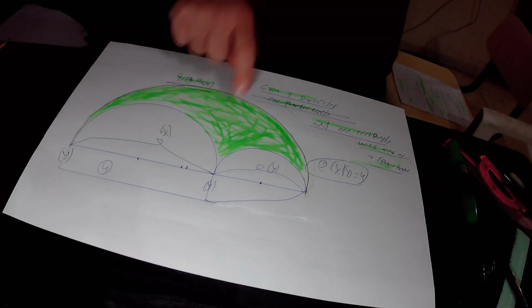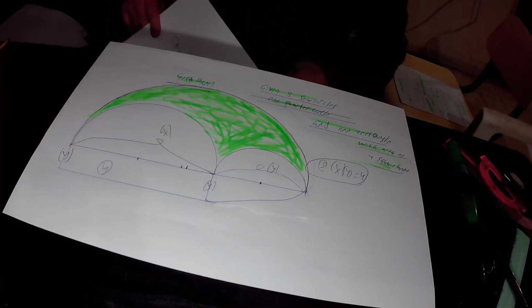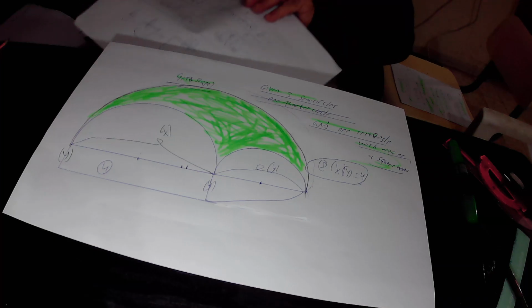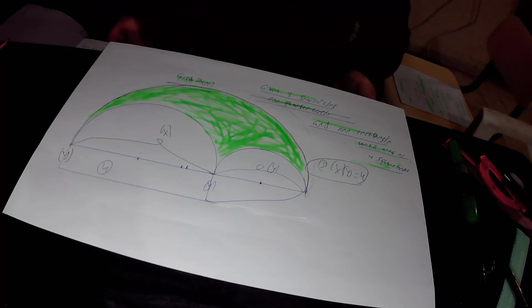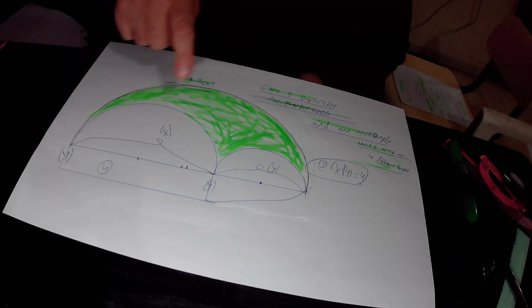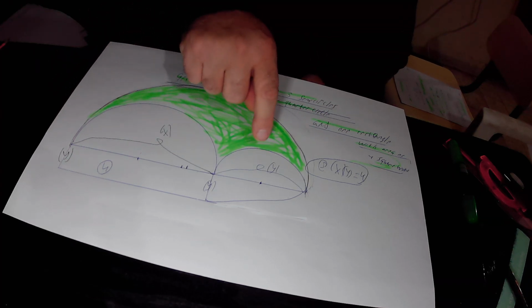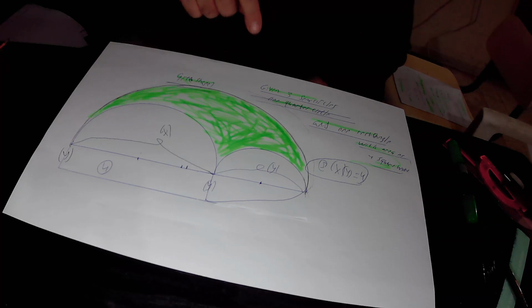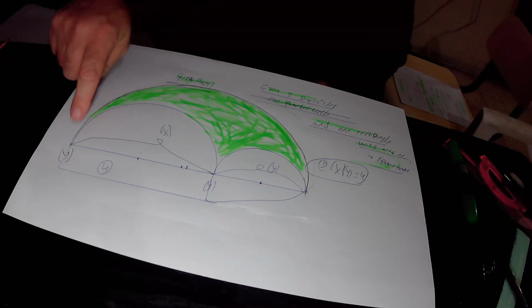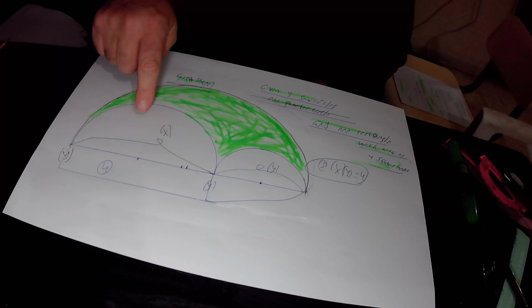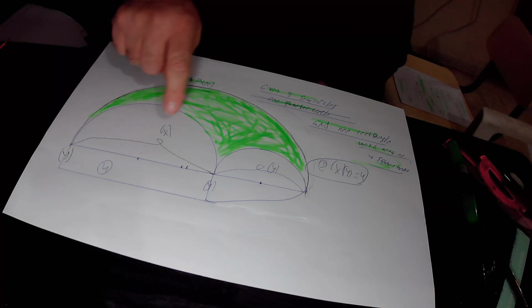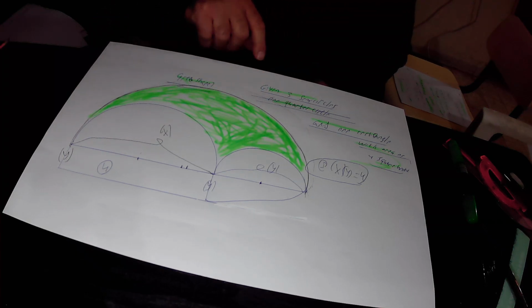Our task is to find out the area of this green shape. So what is the area of this green shape? From the drawing it is very easy to see that the area of this green shape in total equals the area of the biggest semicircle minus the area of the medium semicircle minus the area of the small semicircle.